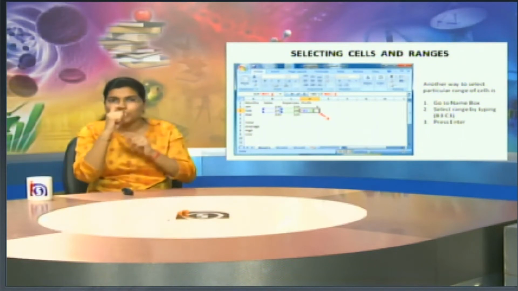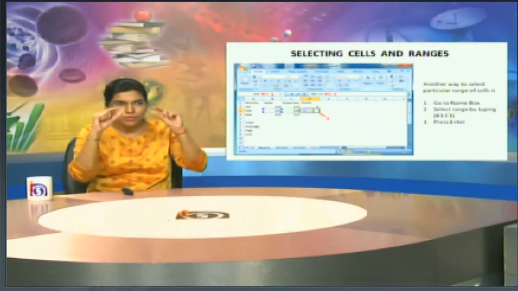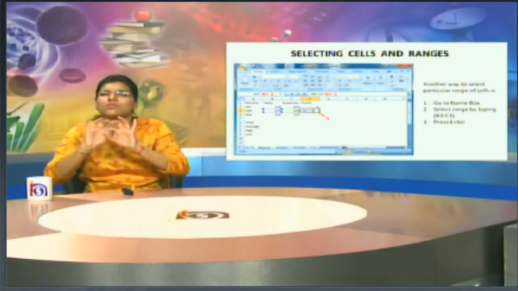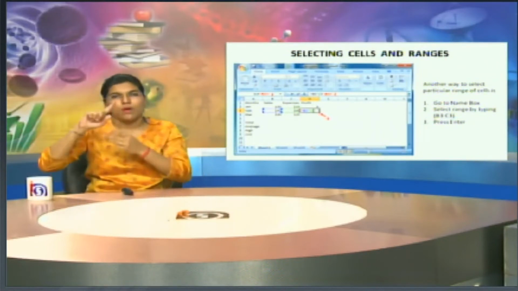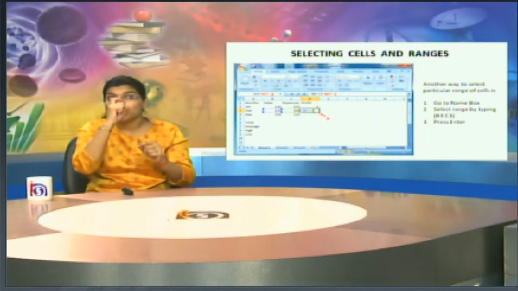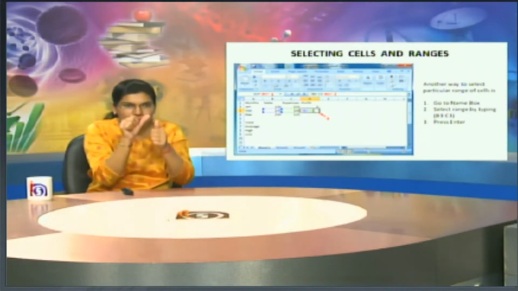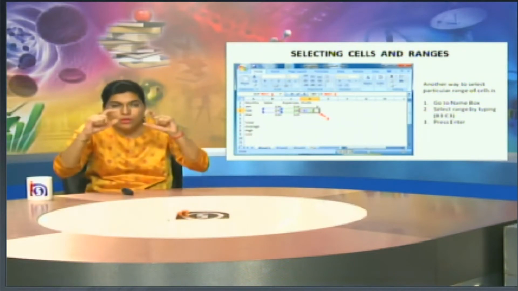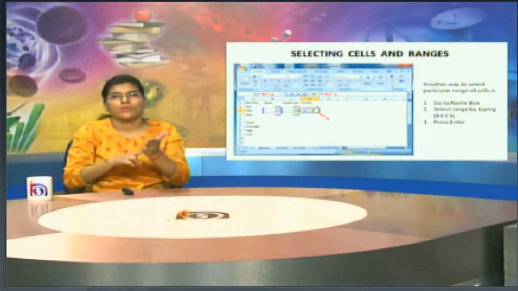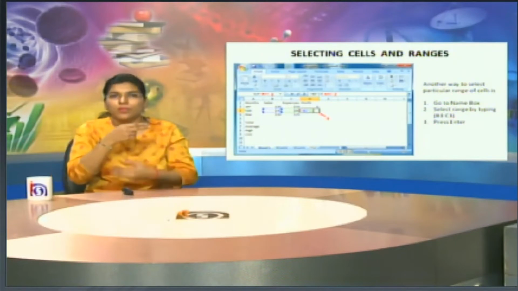There are ranges also in these cells. We can select the cells from one particular cell till another particular cell, and when we select some cells, that gets selected and it shows the blue color selection.